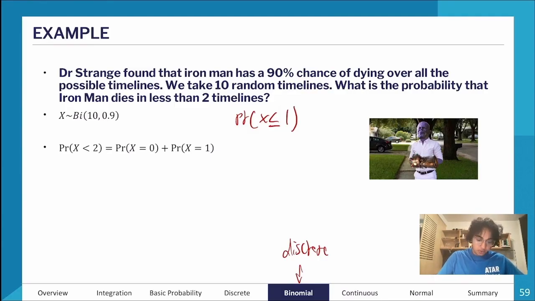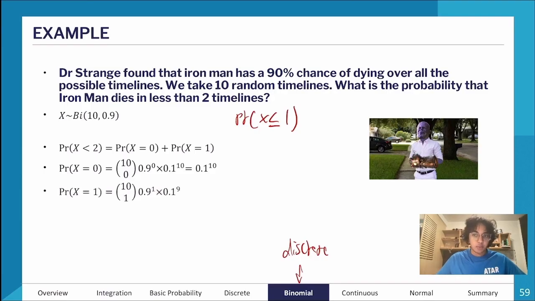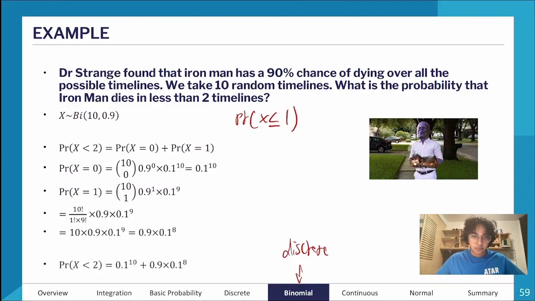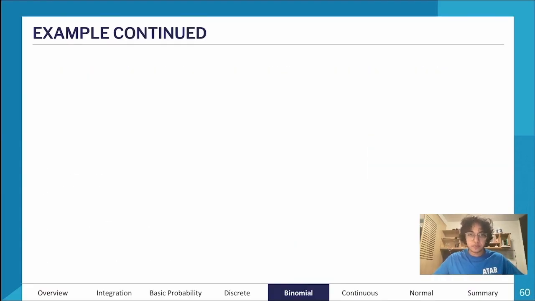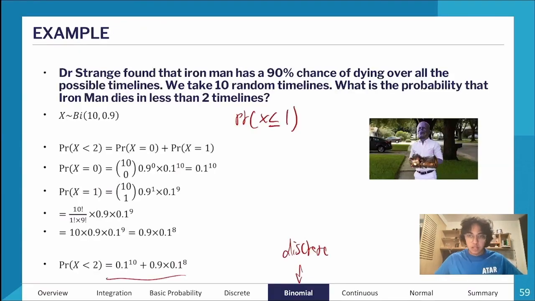Which is also just equal to the probability of x is equal to 0 plus x is equal to 1. We can't have less than 0 in this case, right? It doesn't make sense for him to die in -1 timelines. And now I just sub that into my binomial equation, right? And this works out probability of x is equal to 0. And then I can work out probability of x is equal to 1 separately. And then from there, I sum them together, right? And that gives me my wanted value there. It's here, by the way. Okay.